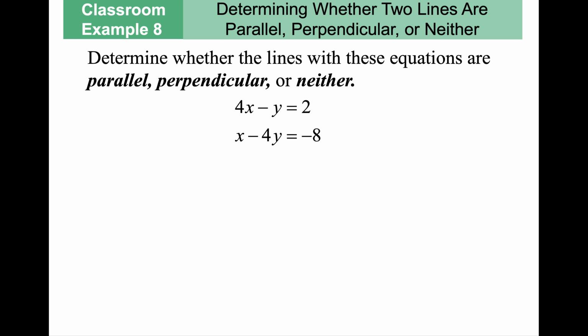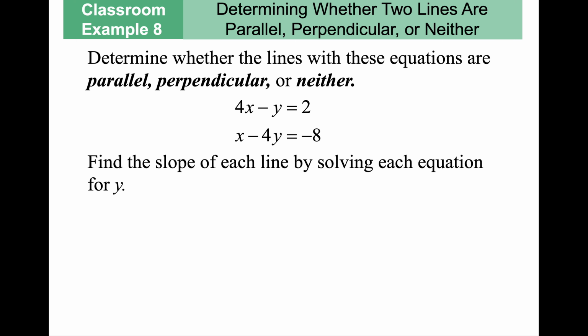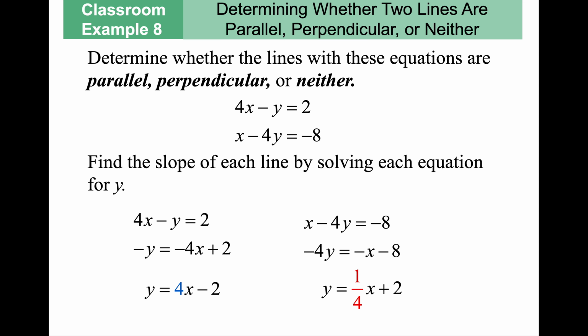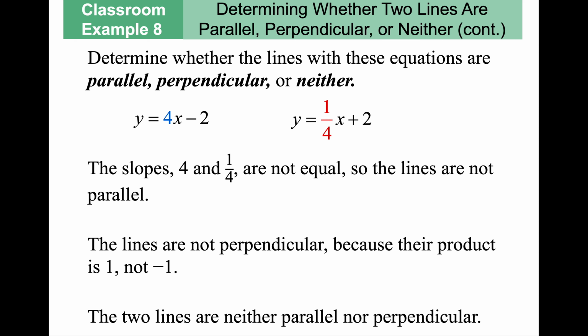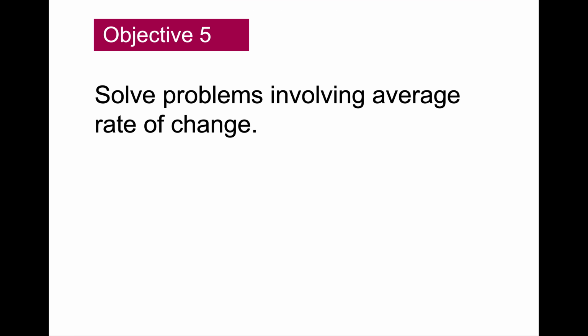Now let's look at this one. Are they parallel, perpendicular, or neither? And the way you know they're neither is if the slopes are not the same and they're not the negative reciprocal or the opposite. So we're going to find the slope of each line by solving for y. And I get 4x minus 2 with a slope of 4 and 1/4 x plus 2, which is a slope of 1/4. This is actually going to be neither because I don't have opposite signs, so they're not perpendicular, and 4 is not equal or congruent to 1/4.